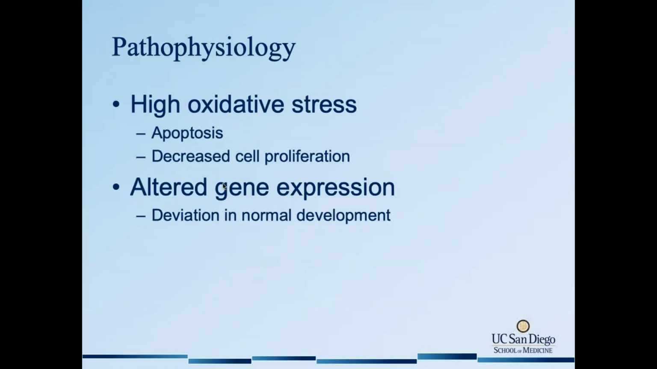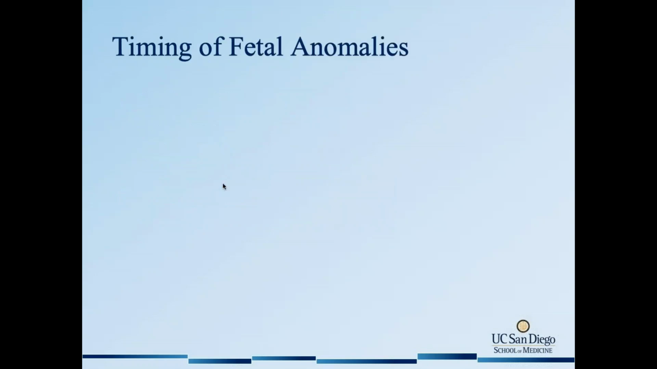We think the pathophysiology of these birth defects is high oxidative stress that can lead to early cell death, or what we call apoptosis, but it can also lead to decreased cell proliferation. High oxidative stress occurs in the setting of hyperglycemia. But hyperglycemia may also lead to altered gene expression, which leads to deviation from the normal fetal development.